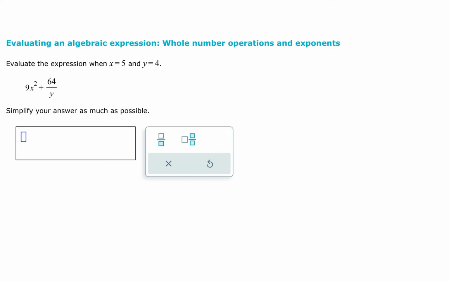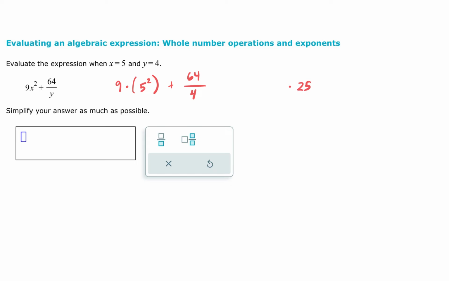And here's one more example. In this one, we have 9x squared, so that means 9 times, I'm going to put this in parentheses, x is 5, so 5 squared, plus 64 over y, which is 4, 64 over 4. So the order of operations says to do 5 squared first, because exponents come before multiplication or addition or division. So 5 squared is 25.